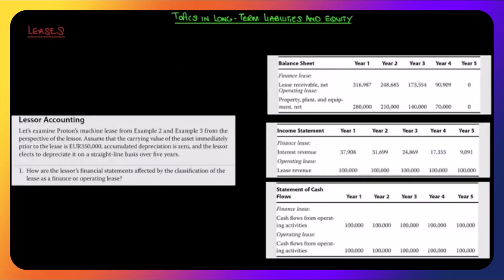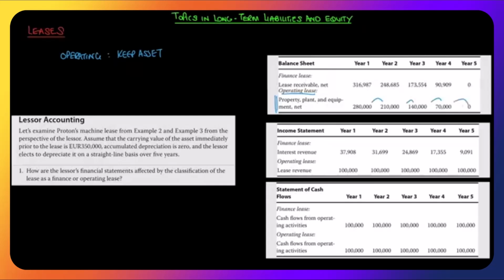We are back, as promised, to Proton. Exactly the same lease. How are the lessor's financial statements affected by classifying as finance or operating? Let's start off with operating. It's the easy one, so we can knock it out in about 3 seconds. We keep the asset. So check the balance sheet for operating. We have kept the asset. And we'll simply depreciate it down to 0 over its life.